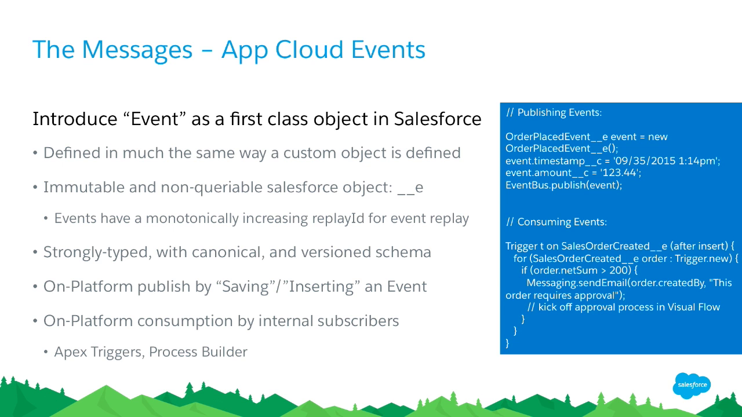Now, these are strongly typed and canonical. So this is great if you're used to building a custom object on Salesforce and used to versioning it, pushing out changes, upgrading it. We get that exact same feature set using platform events because we've built it on the same UDD structure.